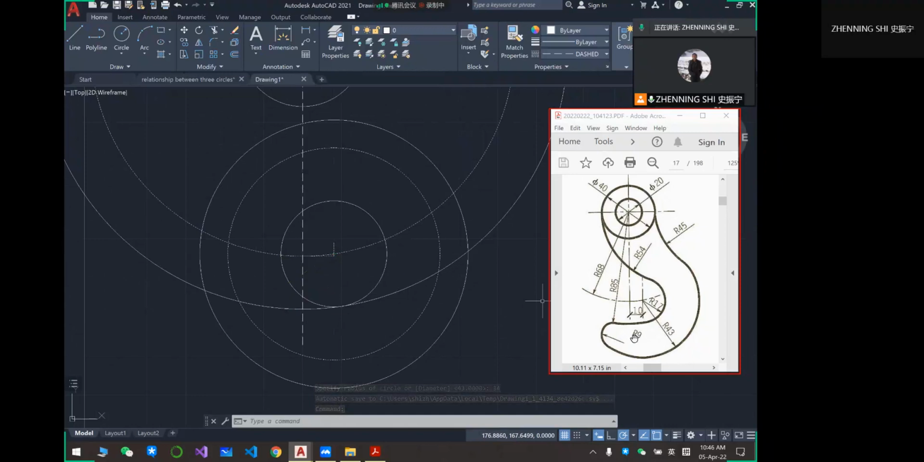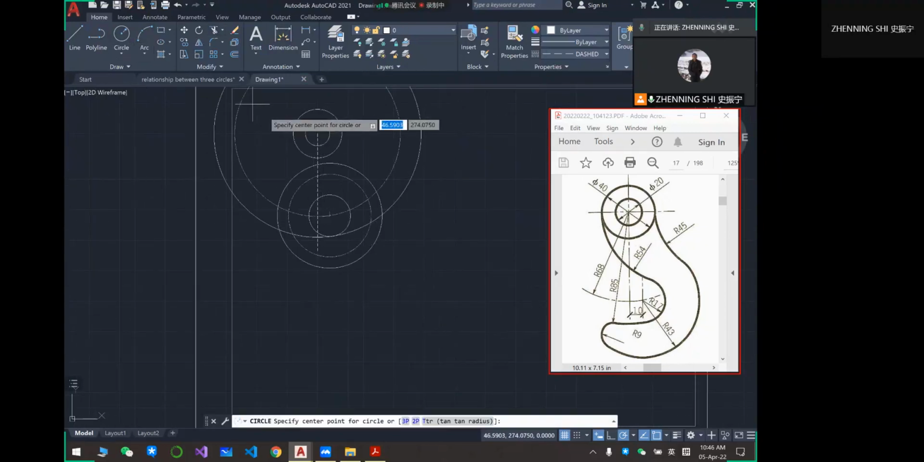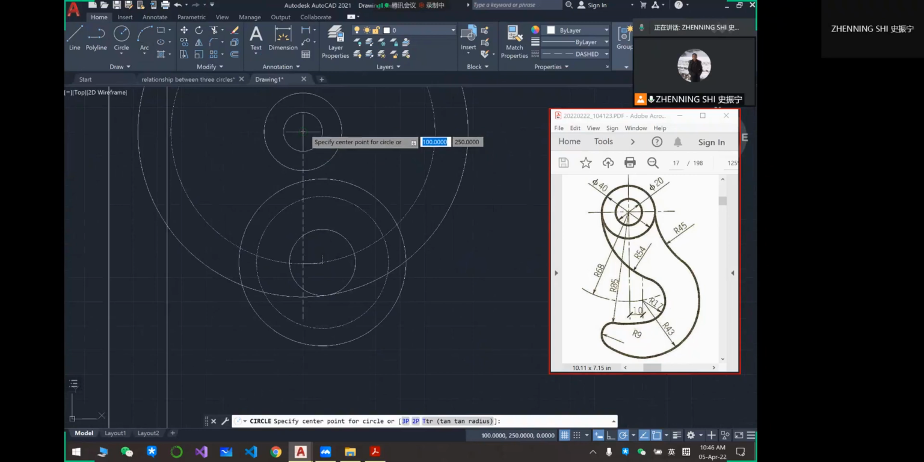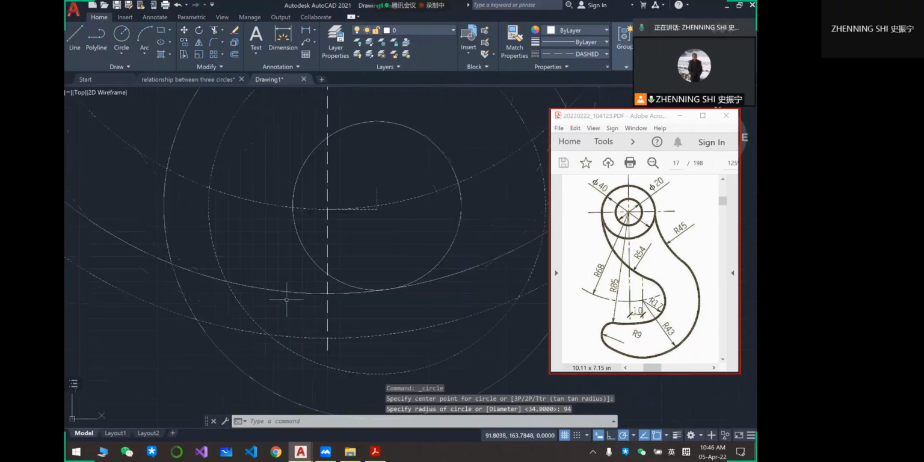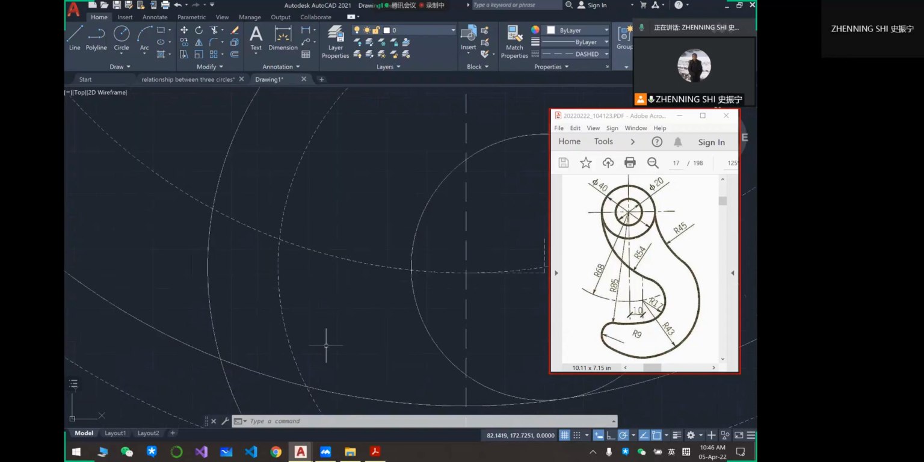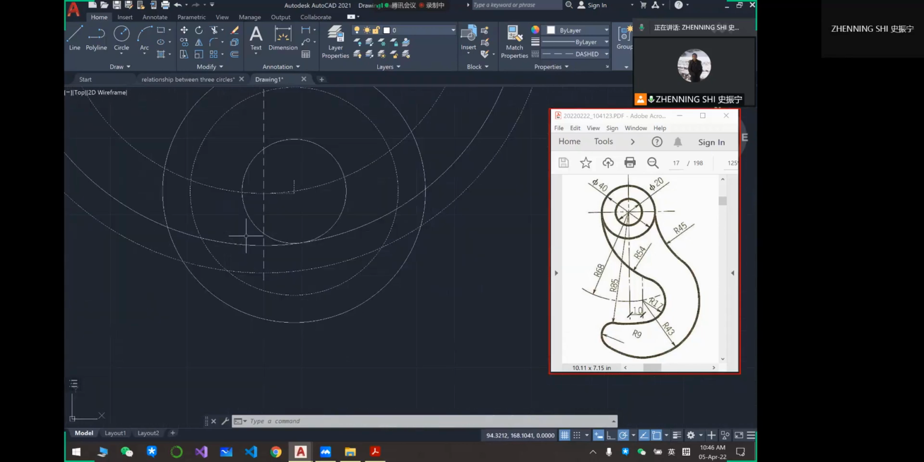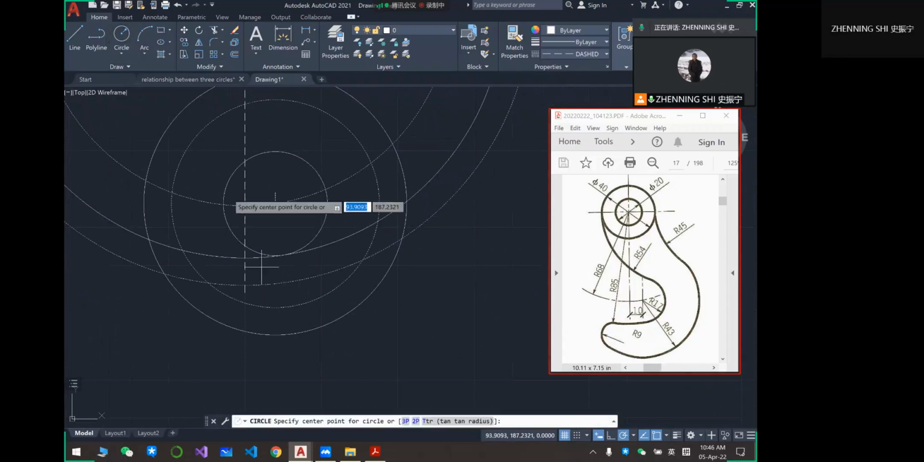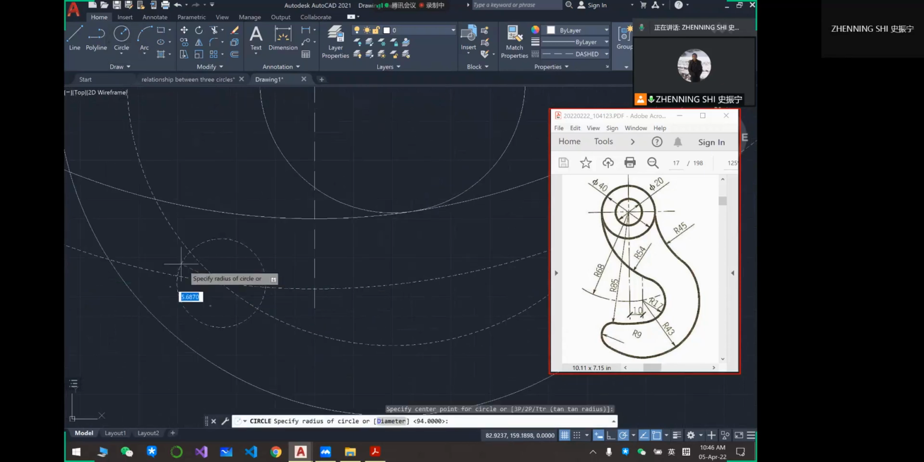And how about this auxiliary circle? The radius of this auxiliary circle is R85 plus 9, which is 94. Let's draw it, 94. Let me try. Okay, so you can see that these two auxiliary circles have a cross point. That is the center of the circle R9.